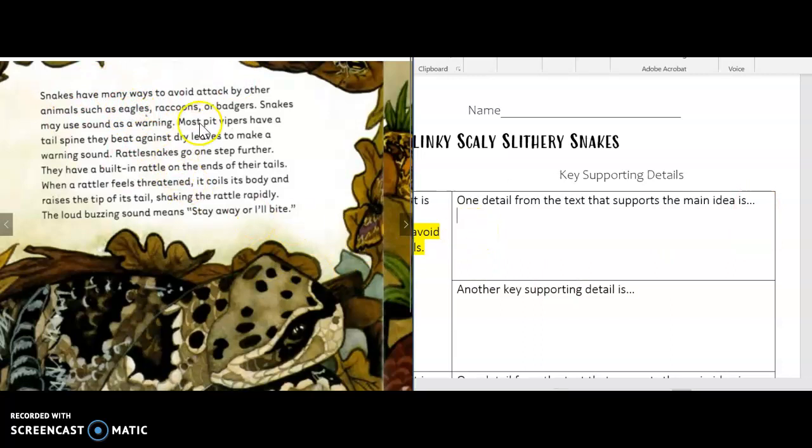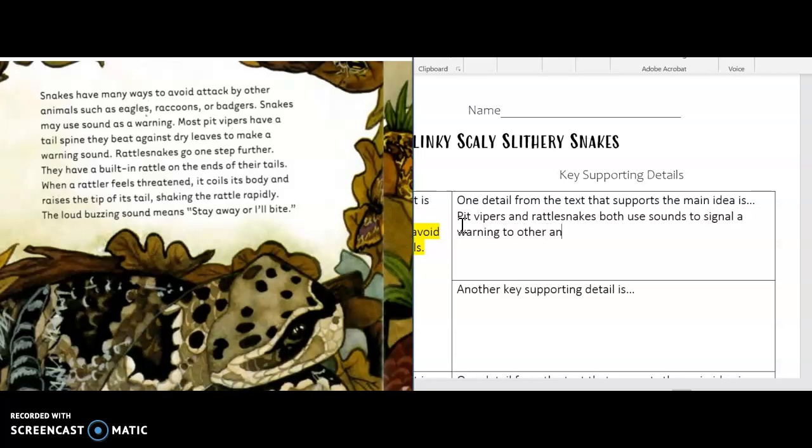Well, something that I learned right here on this first page was that pit vipers and rattlesnakes both use sound, right? The pit viper beats its tail against dry leaves to make a warning sound, and rattlesnakes, as we know, our background knowledge for most of us, we know that they have that built-in rattle, and they shake that repeatedly to warn other animals to stay away or they will bite. So one detail that I might include would be that pit vipers and rattlesnakes both use sounds to signal a warning to other animals.